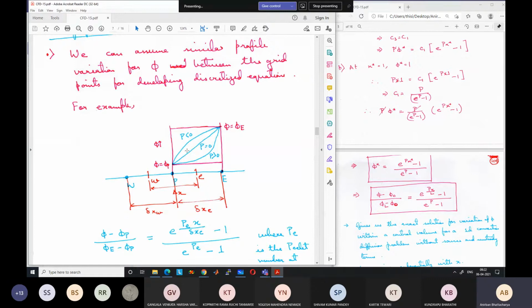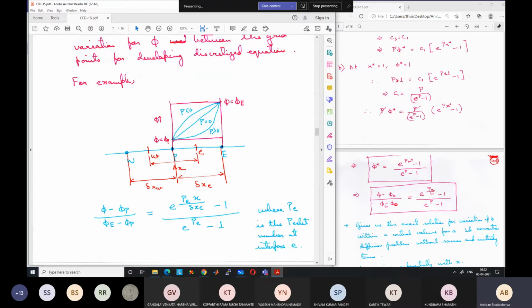If we assume that the solution is given by the exact analytical solution, then we can fit the curve between phi equal to phi p and phi equal to phi e, using what we have derived. If the Peclet number is equal to 0, the variation is linear between phi p and phi e. If the Peclet number is positive, it looks like this, and if the Peclet number is negative, it looks like this. Based on this, we should be able to find the value at the interface e directly, and it should be much more accurate compared to the previous schemes. So that is what we can do.